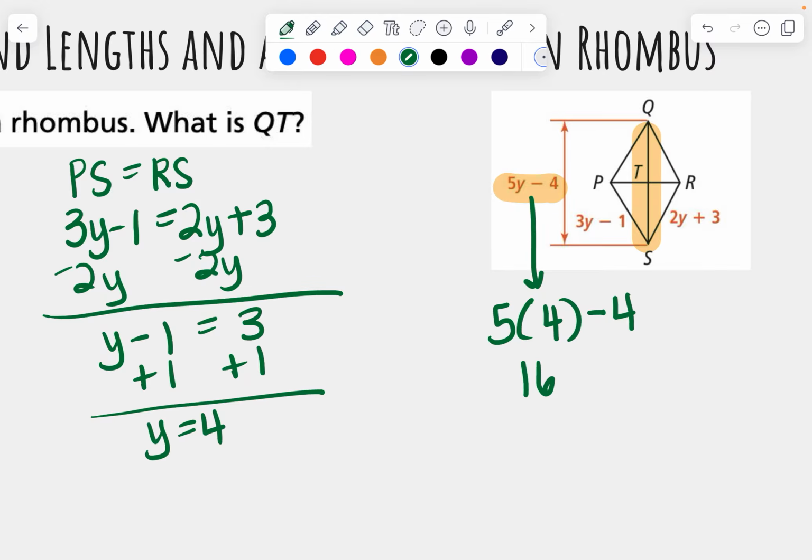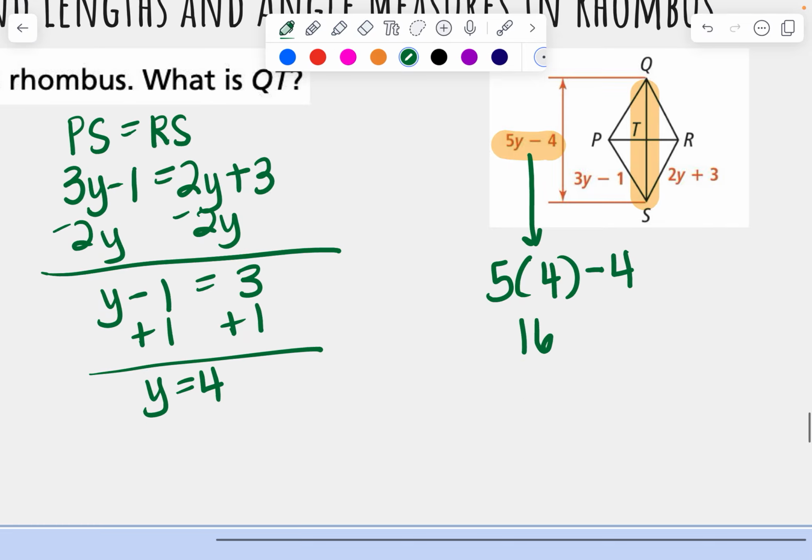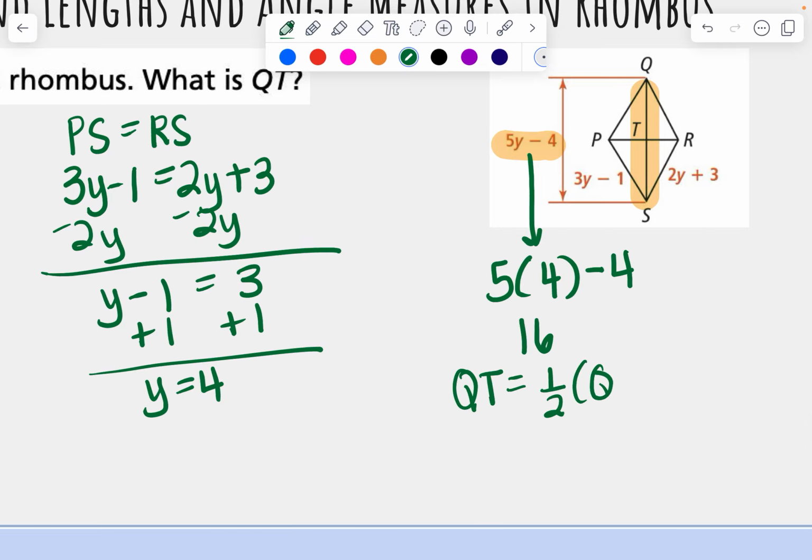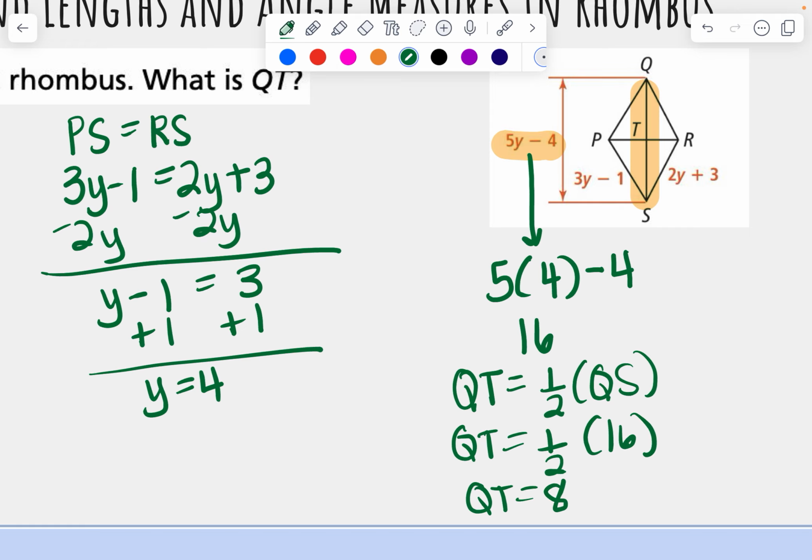But they don't want to know what the whole diagonal is. They just want to know QT. QT is half of QS, which means QT is half of 16, which means QT is 8.